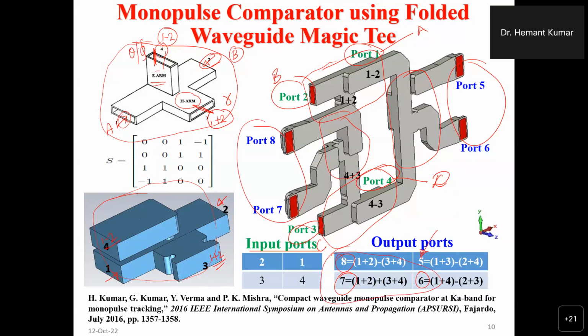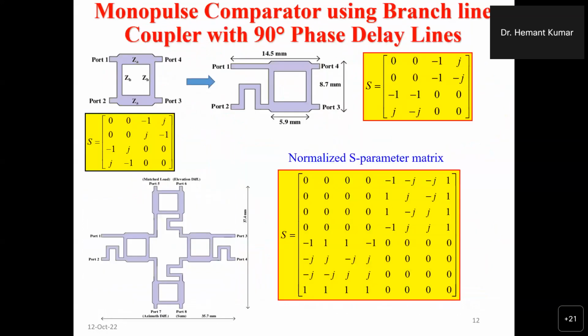So this can be used, but the thing is, in our case, this was supposed to be designed for an aircraft application, and the waveguide is very bulky and occupies more space as well. So instead of designing a waveguide magic tee for our monopulse comparator, we have chosen a microstrip, or you can say planar geometry, for that monopulse comparator. The planar monopulse comparator can be designed in two ways, using a branch line coupler by adding a 90-degree phase shift delay line.